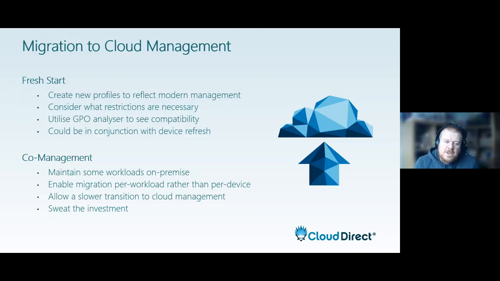Where we can't use cloud-only management, we have the ability to use co-management. So we can connect SCCM and Intune, and we can still use both tool sets together. This can also allow us to sweat the investment in our on-premise infrastructure and allow a slower, managed migration to cloud management if we need to. So the way that we can do this is via migration per workload rather than per device. So we can put some workloads into the cloud and move those ahead of schedule. We'll go into that in a little more detail on the next slide.